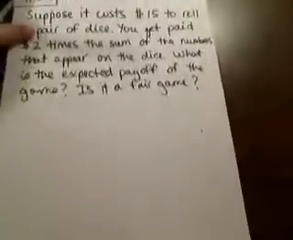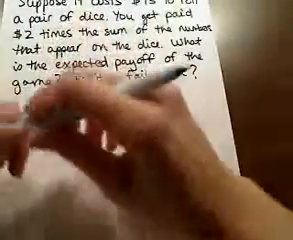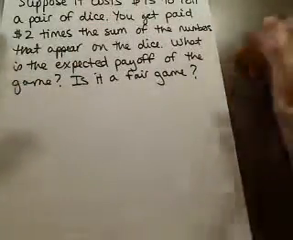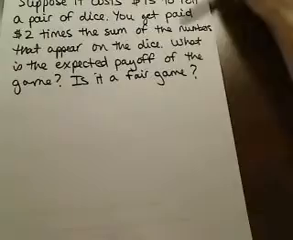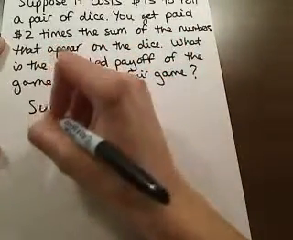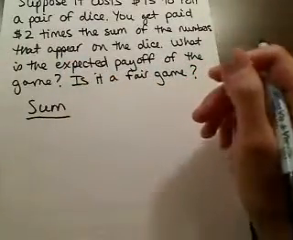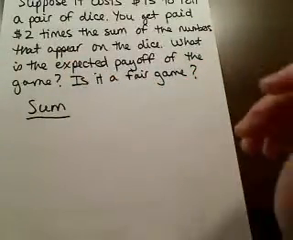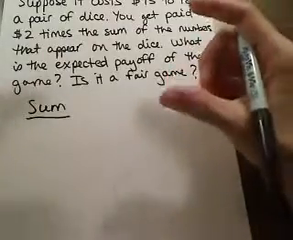So the first thing that we need to do is calculate the probabilities for each of these possible outcomes. And we first of all need to think about the possible outcomes. Okay, so what we're doing is we're summing the numbers on the dice after we roll them. So let's think about the possible sums. So you have two six-sided dice.